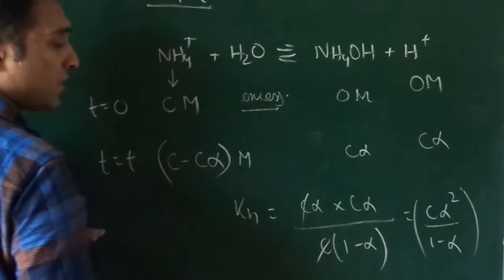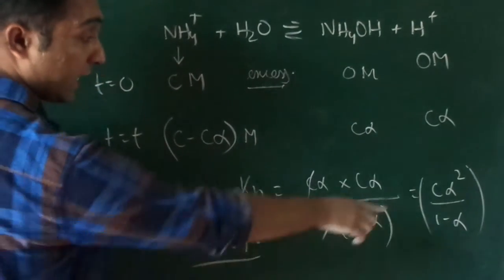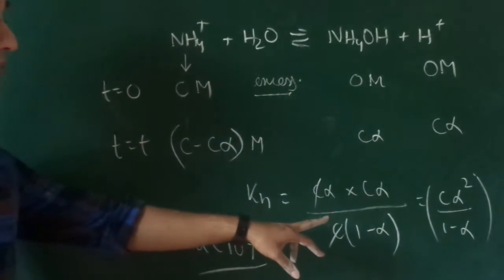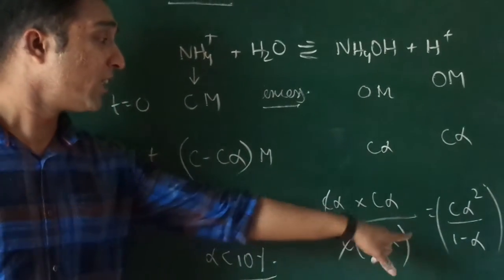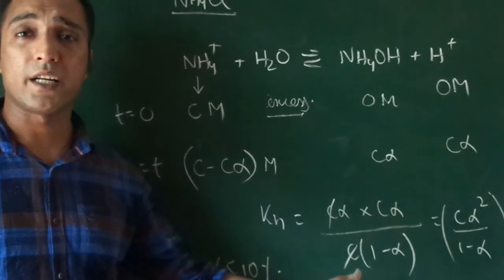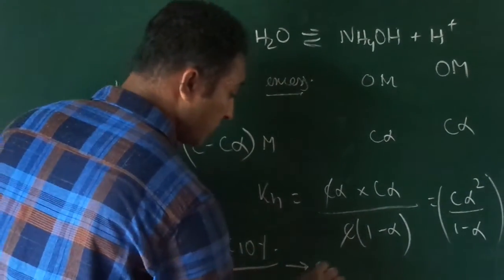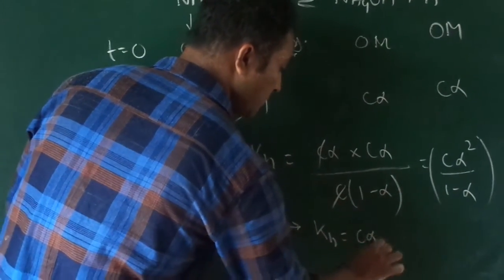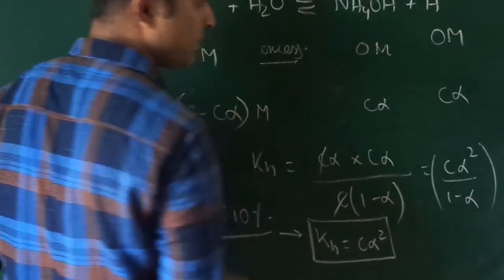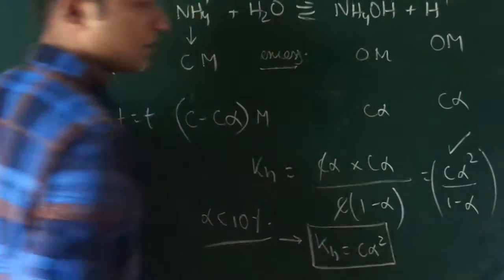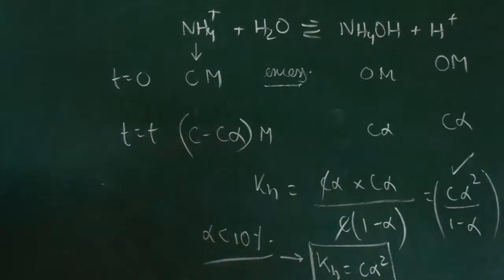Now generally in most cases, if alpha is less than 10%, you can neglect the denominator, since when alpha is less than 10%, there is no role of the denominator. Let's say alpha is 1%. So 1 minus 0.01 is 0.99, almost equal to 1, right? We take it up to 10%. So if alpha is less than 10%, by default, Kh becomes C alpha square. Remember this point. If alpha is greater than 10%, or if it's not given, then we take it as this, right? So I take the default case, that is alpha less than 10%.